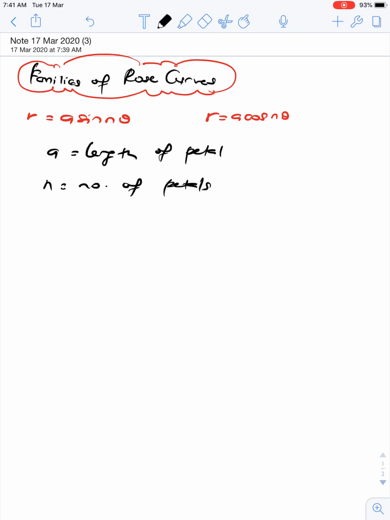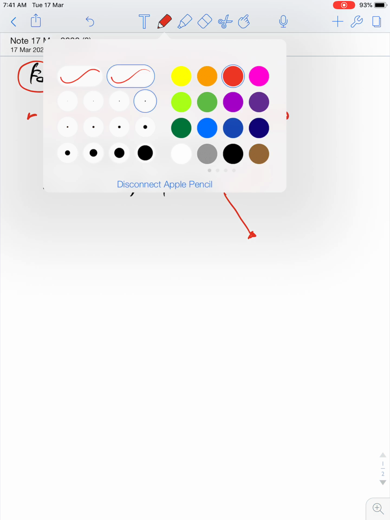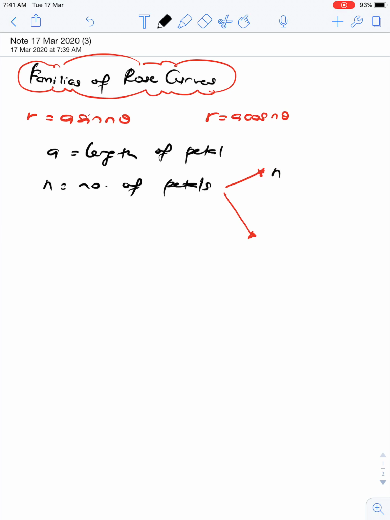And guys, basically, we will have two types of n. Let's say n is odd, for example, n equals 3, 5, 7, and so on. So the number of petals is n.